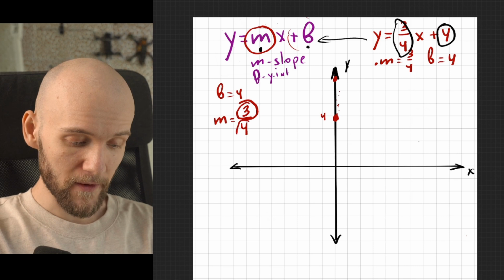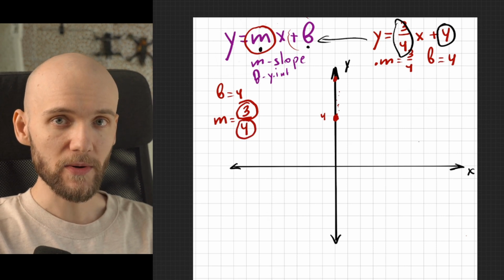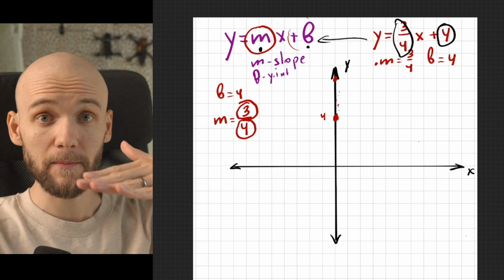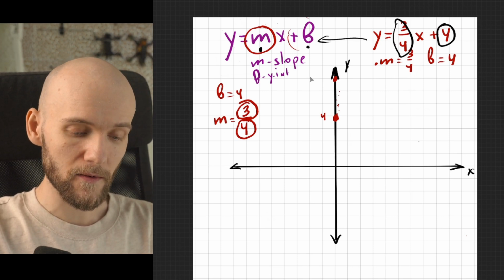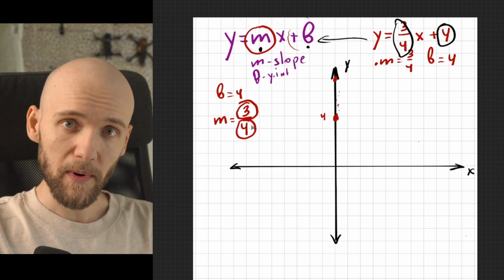Now at the bottom of your fraction is the number of steps you have to make horizontally. If it's a positive number, you go to the right. If it's a negative number, you go to the left. In our case, it's positive 4.